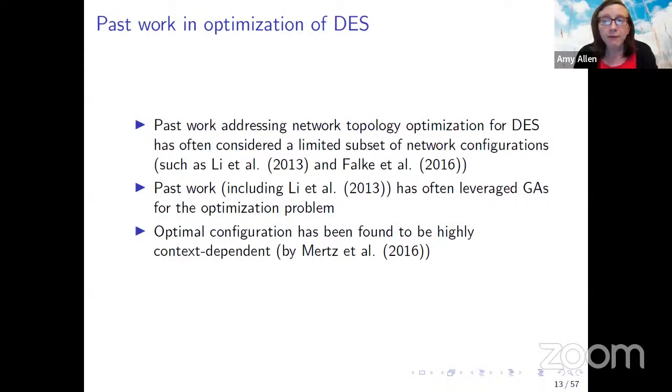Past work has often leveraged genetic algorithms for the optimization problem, and past studies have found the optimal configuration to be highly context dependent. Other past studies have called for examination of both aspects of the network topology optimization problem. That is to say, the selection of the best subset of buildings and the best network by which to connect them. And my work here has sought to address that.